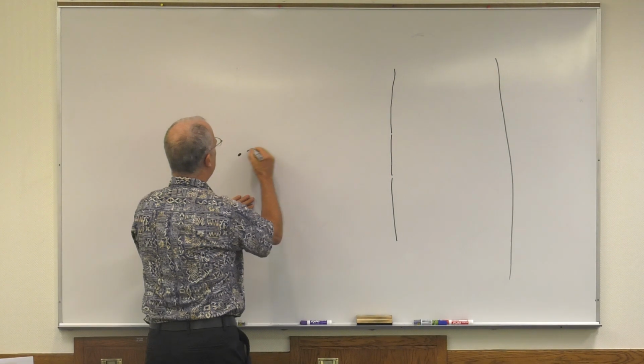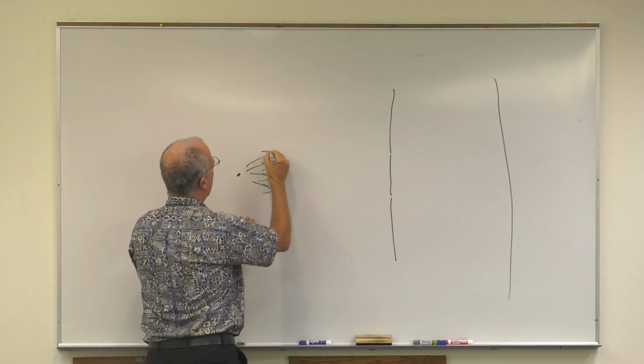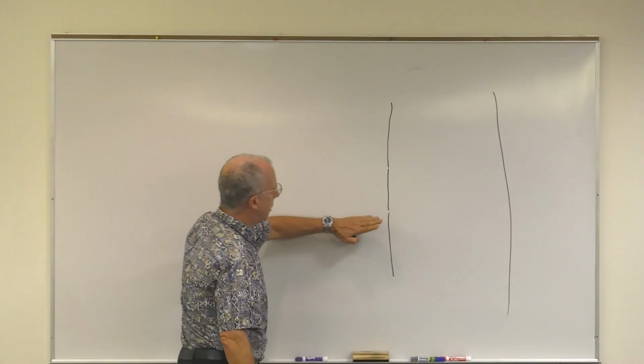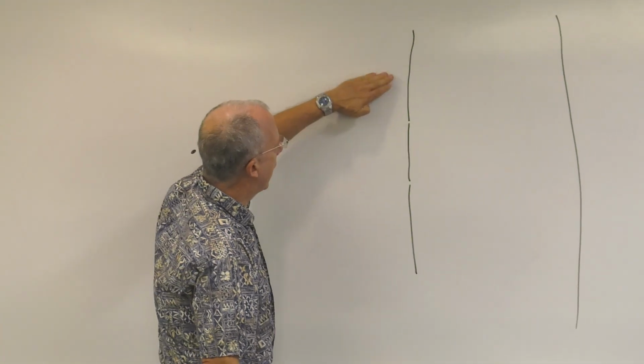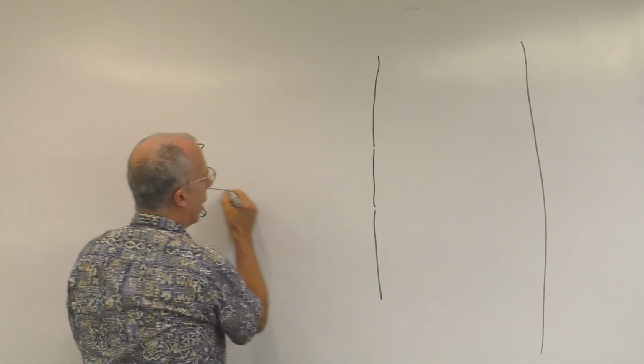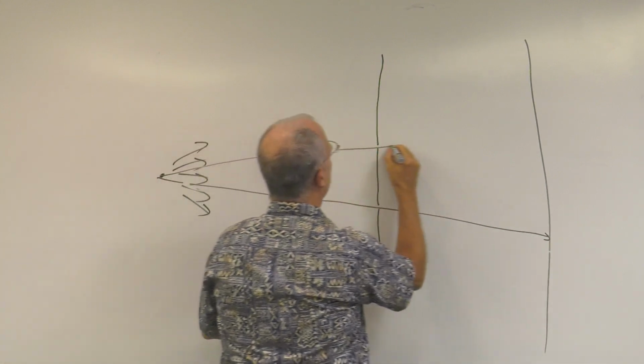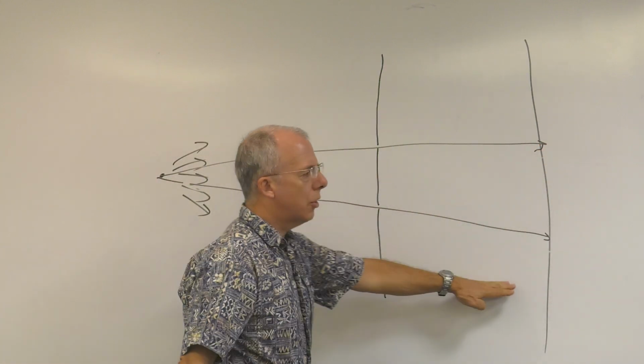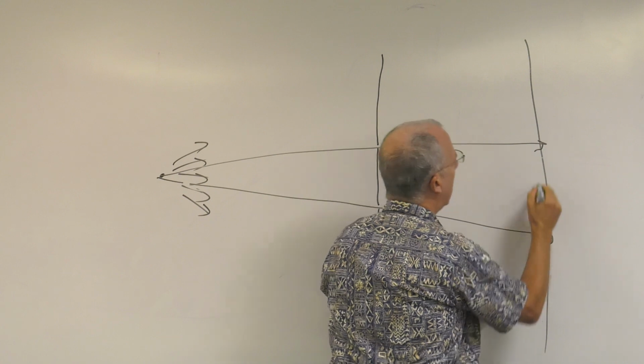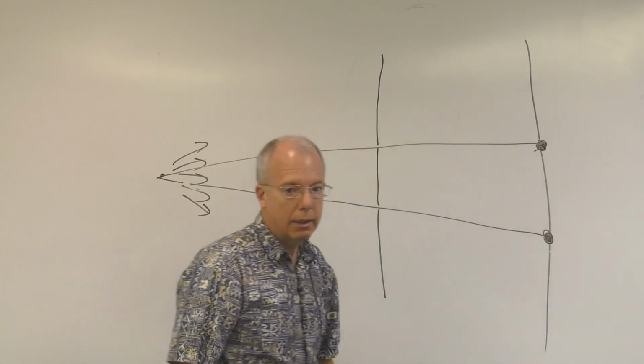So, you see light going every which way, but it's going to be stopped by the metal, but yet some are going to go through this slit. Some are going to go through this slit. So all we would see on the screen is a bright spot here and a bright spot here.